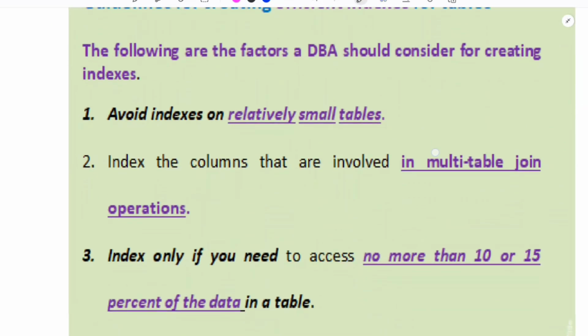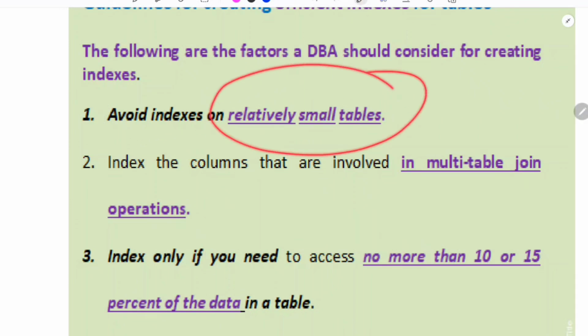So here the first factor we have seen is that we have to avoid indexes on small tables. It means the database can directly fetch from the table itself instead of going to the index, taking the block address, going to the table and bringing the data to the memory. So instead of that, it will directly take the data from the table for a small table.